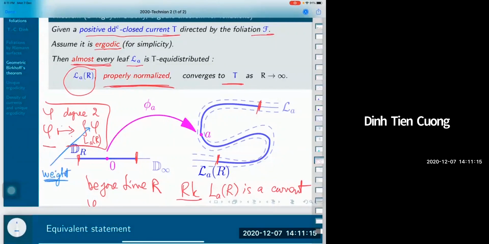You put some weight here, and you still have a current. So this is what I'm saying about the normalization. You normalize this in a good way, then the limit is equal to T. It's like an ergodic theorem. It's for almost every leaf. Almost every leaf behaves in the same way.